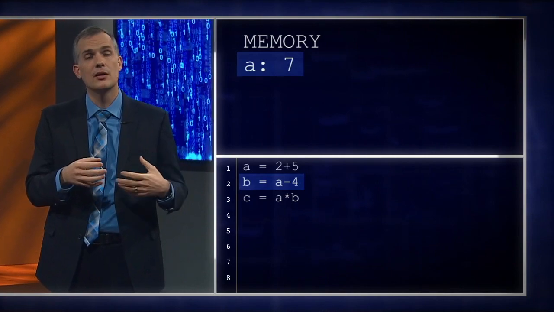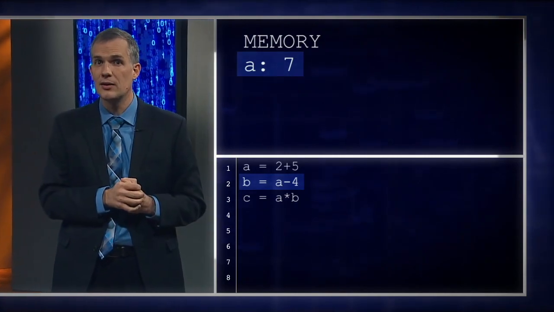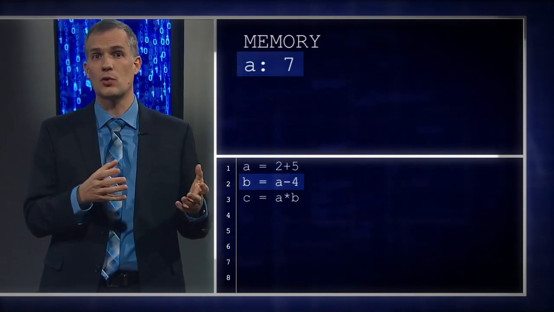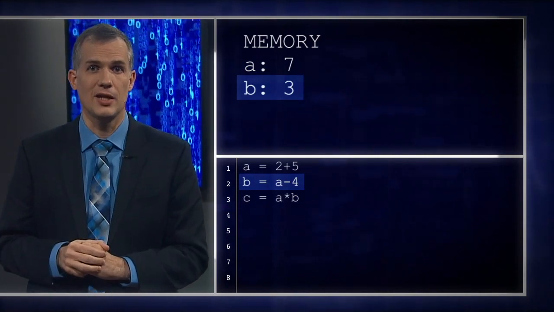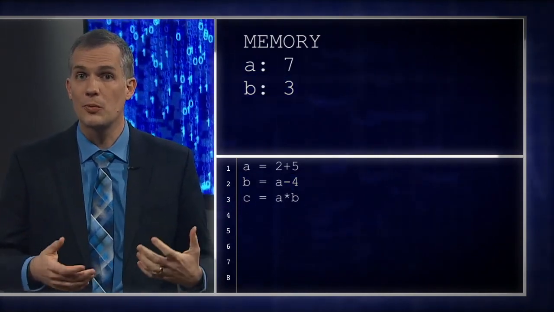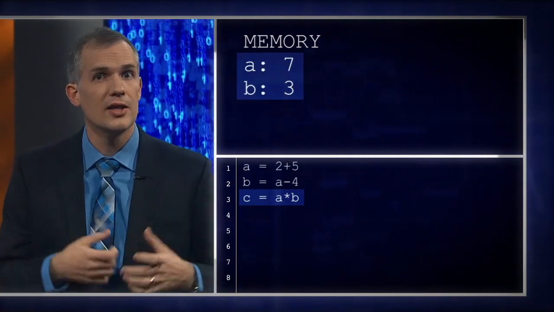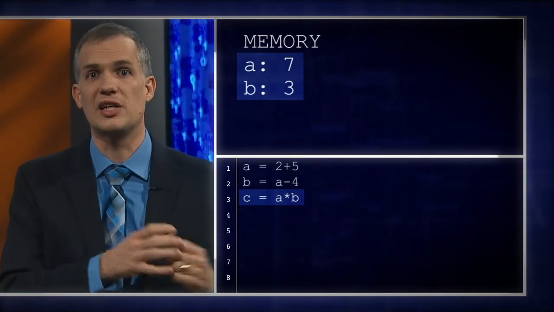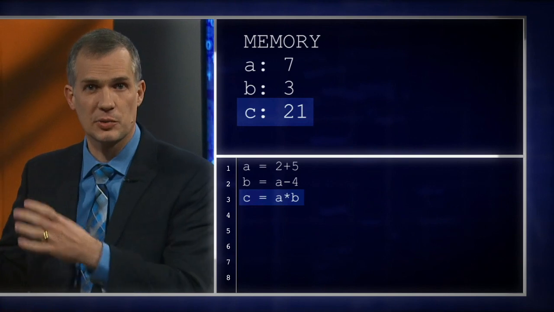When we assign a value to variable B, we can use the value that's in A. So, if we assign A minus 4 to B, then since A has the value of 7, A minus 4 is just 3, and this is the value that gets stored in B. Then, when variable C gets assigned the product of A and B, the values sitting in boxes A and B are 7 and 3. So their multiplication evaluates to 21, and that's what gets stored in C.